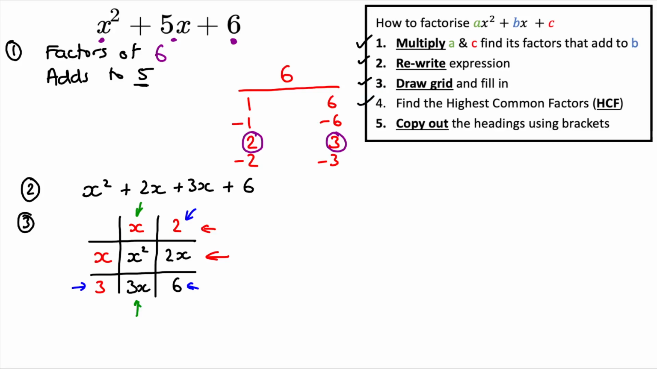And then step number 5, we're going to just rewrite this. So in brackets form, we've got x plus 3 as the row headings, and then the column headings are x. And that's example number 1.